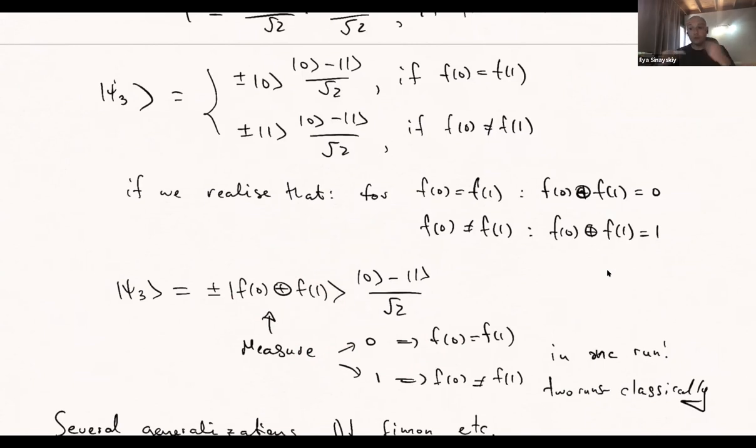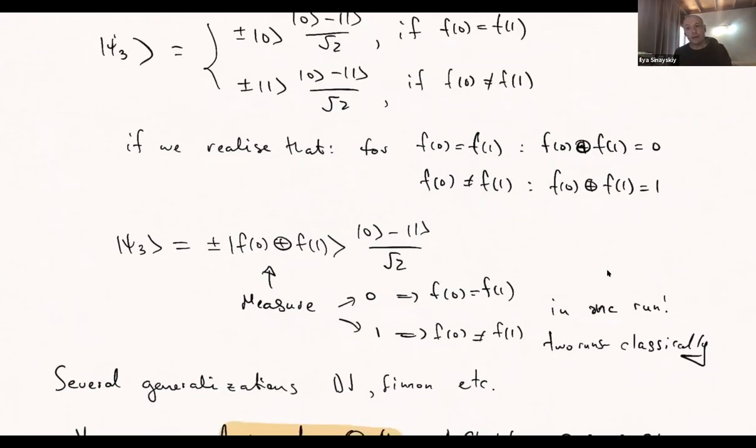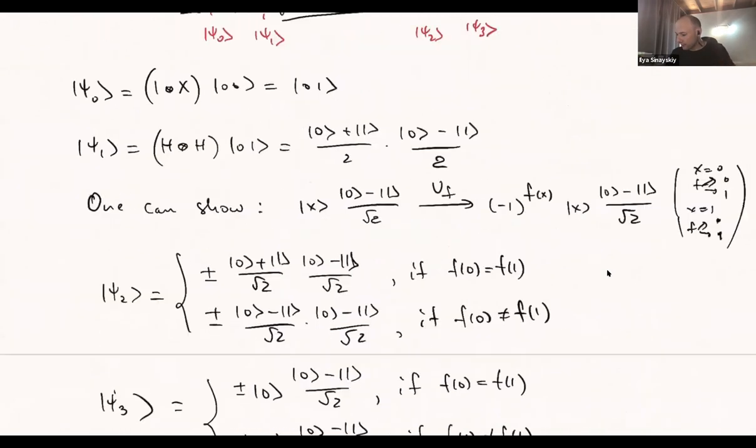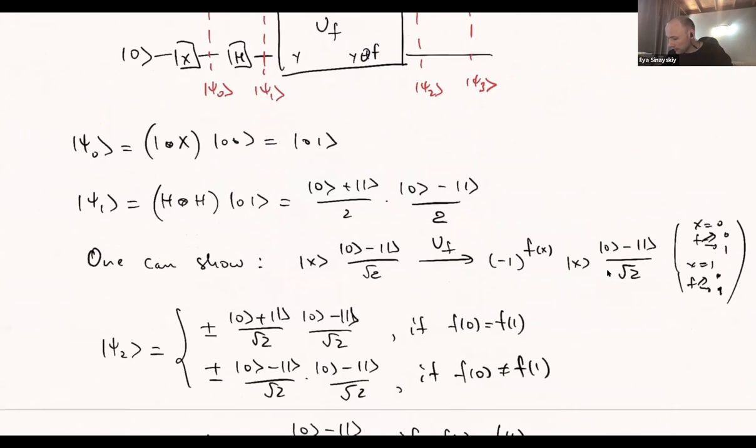So all of that is aimed to demonstrate to you that you can do an operation which classically takes two queries in one query. Yes, of course, it's a little bit of a glorified query where you need to build up stuff around it, but formally we are asking U of f only once. And that's where part of the power of quantum computing is coming from.